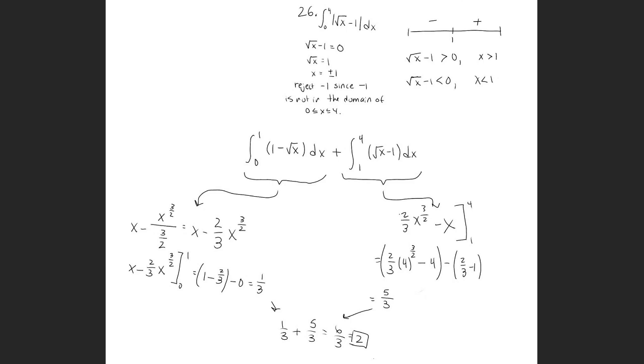So it's 2 over 3 x to the power of 3 over 2 minus x on the interval of 1 to 4. And then 2 over 3 times 4 to the power of 3 over 2 minus 4 minus 2 over 3 minus 1, and that should equal 5 over 3. Then add the two numbers, since it's the sum of the areas, and it should equal 6 over 3, which is just 2.